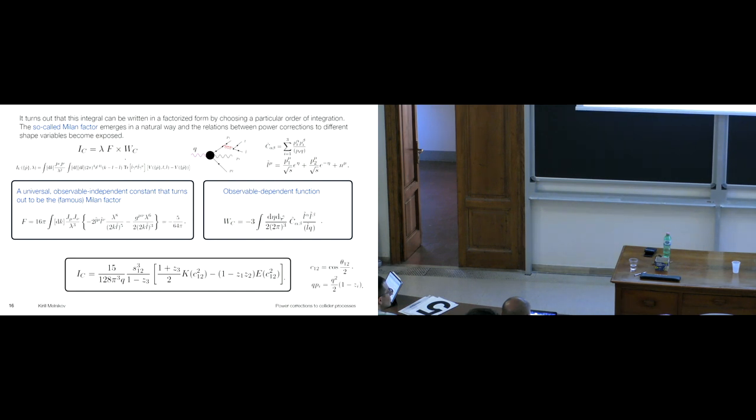Is this the hemisphere mass or the mass difference? I think it goes towards the opposite of the expected value from the two jet limit. Yeah. And I was wondering whether you have an analytical understanding in terms of this observable dependent function, because when I last heard, this was not explained, why the behavior was like that.